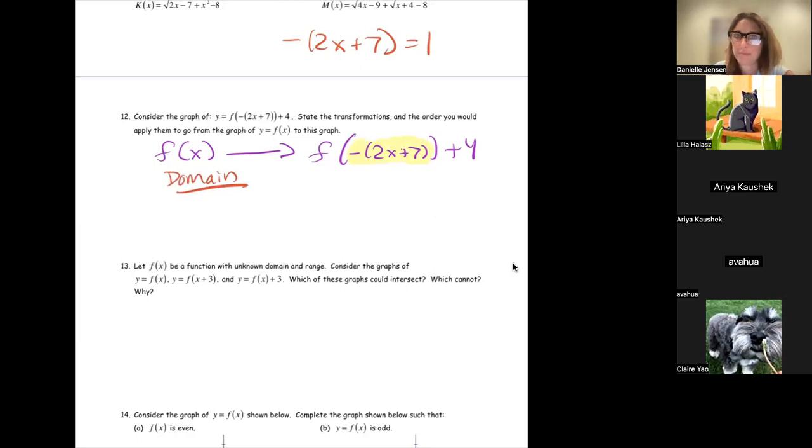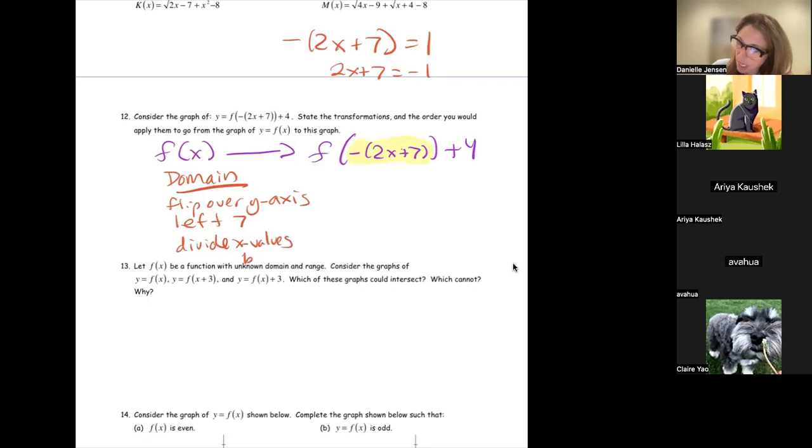Divide by -1, which means flip over the y-axis, because all the x values are going to change sign. So you're going to flip the graph over the y-axis, or divide by -1. You can write that as well. And if I do that, then what do I do next? You subtract 7 and then divide by 2. Yep, so left 7 and divide by 2, right? Divide x values by 2. Okay, so again, always do the domain first. Then what would you do to all the range values? Shift up by 4. Up 4, right, perfect.